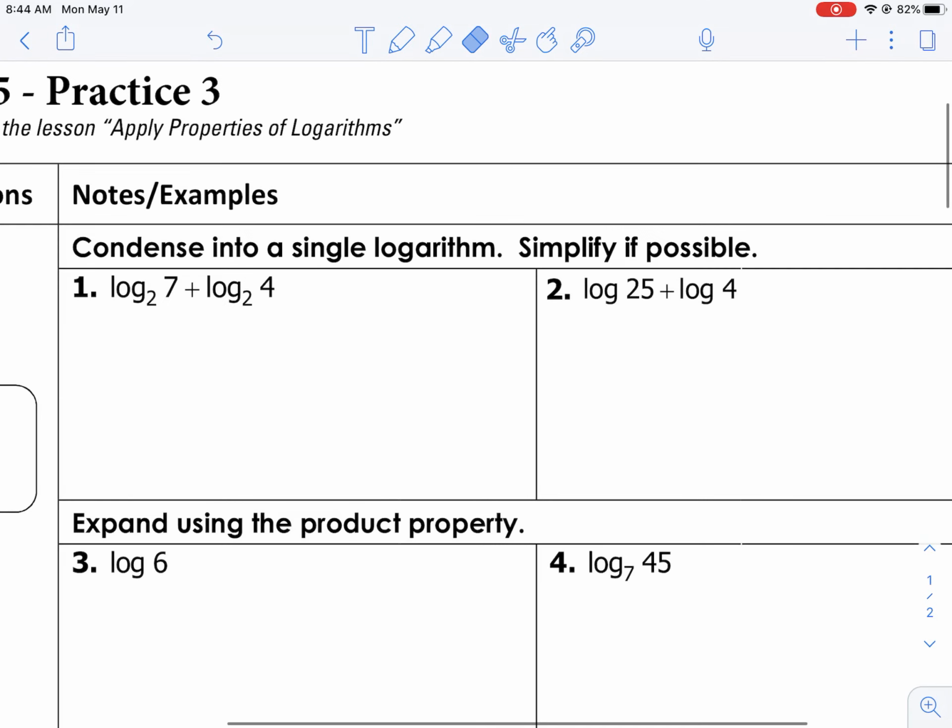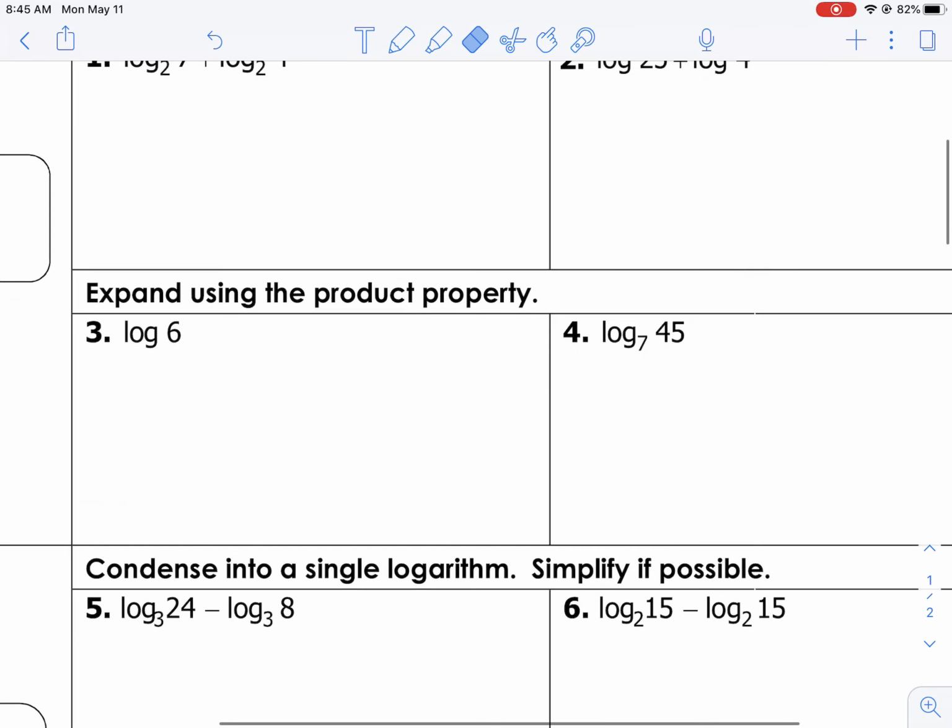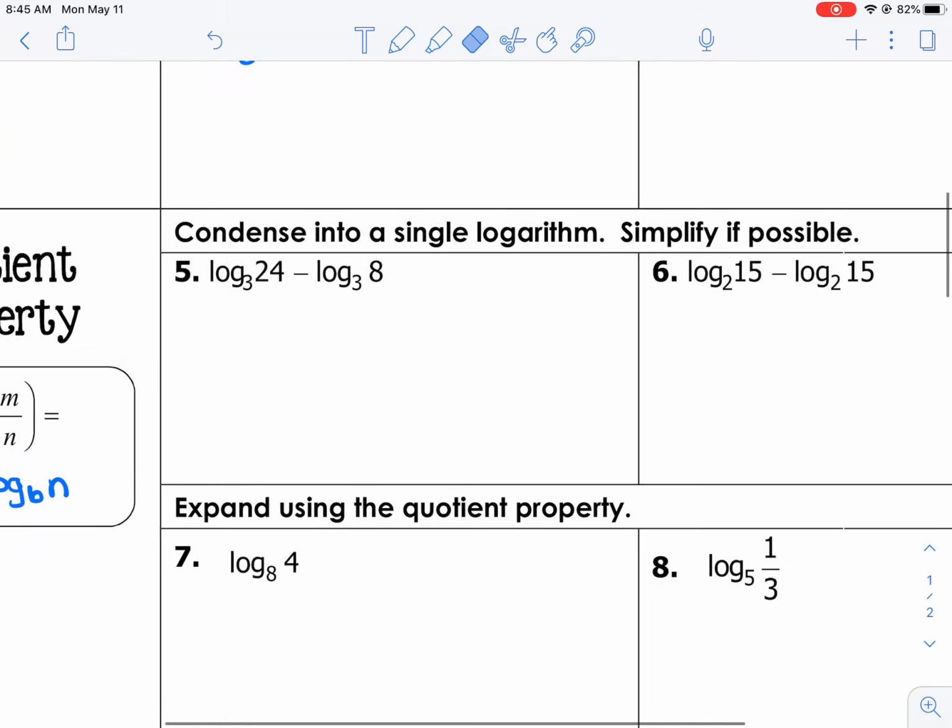So I want to point out here, this one you're going to condense into one logarithm, so you're going to multiply whatever these things are. For the expanding though, this is a little tricky because it doesn't look like anything's being multiplied here. But my hint to you is that you could think of log of 6 as log of 3 times 2. So that's how you're going to use that to expand. Same thing with 45. Think what product makes 45.